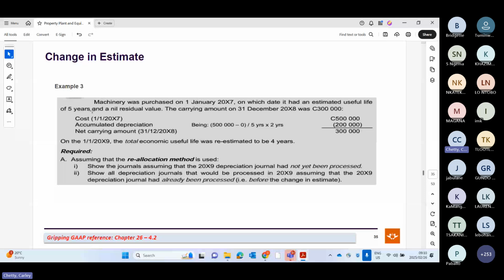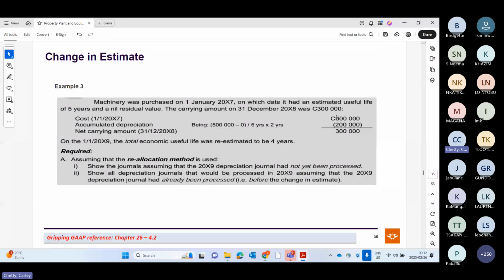Okay, so if we look here, the machinery, on the purchase date, had an estimated useful life of 5 years. Then on 1 January 2009, the useful life was re-estimated to be 4 years. So there was a change in estimate. The useful life has changed. On the purchase date, the best estimate we had of the useful life was 5 years, so we depreciated over those 5 years.